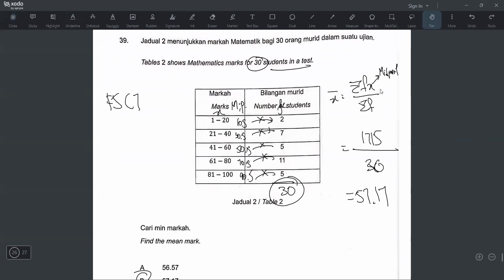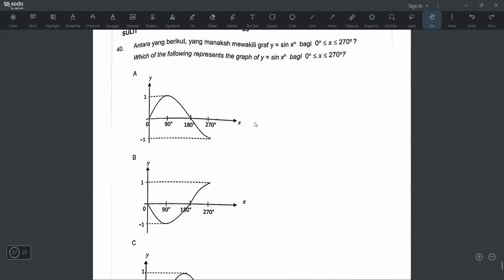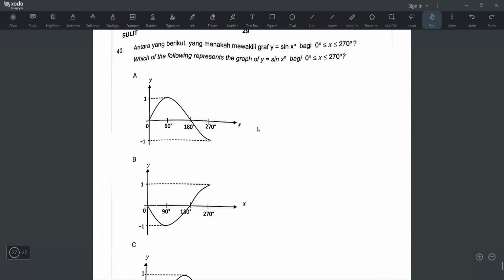All you need to remember is the mean formula. If it's group data, you have to find the midpoint. Just make sure you know that. That's it. Okay, finally we are at the last question.